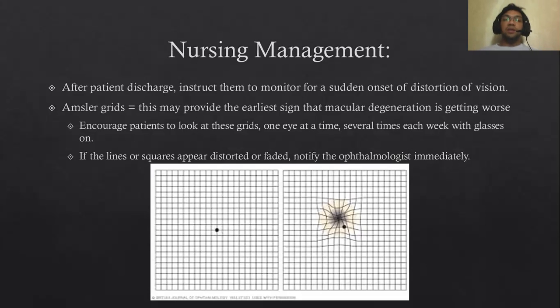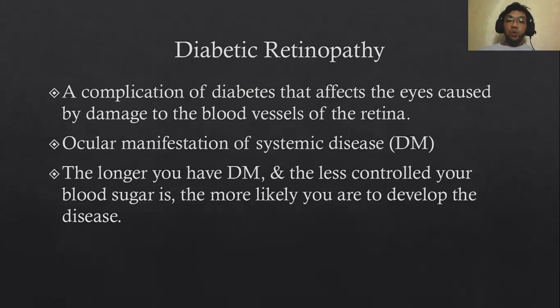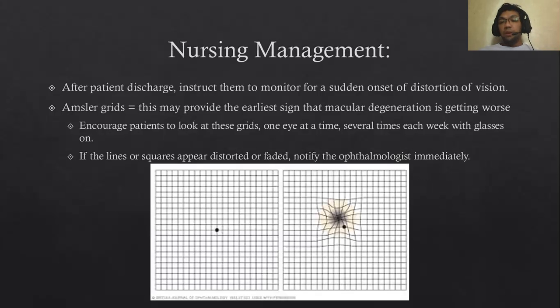So they need to look at these grids one eye at a time and several times each week with glasses on. If the lines or squares appear distorted or faded, they need to notify their ophthalmologist immediately for the appropriate treatment to be done.